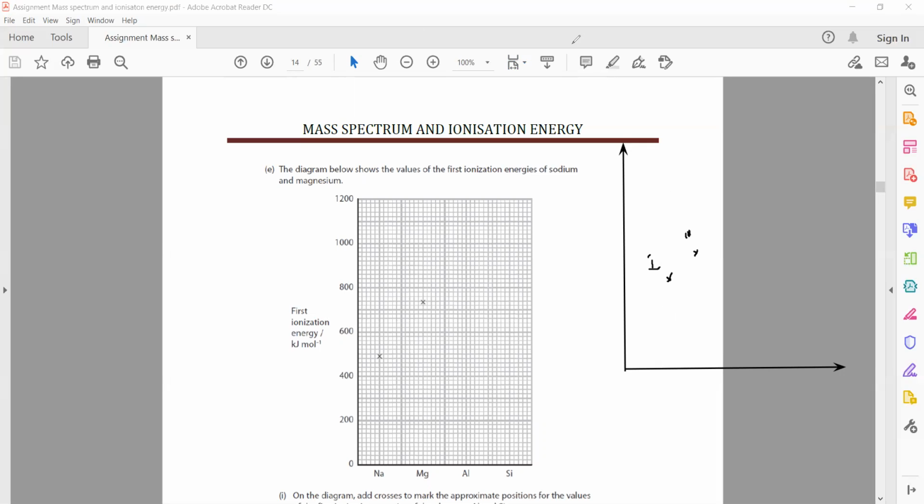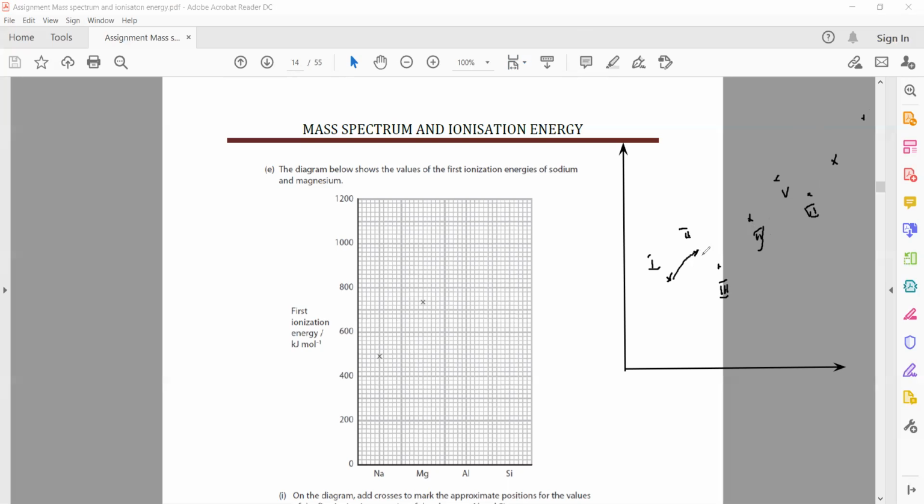Then for group 3, it decreases. Why does it decrease for group 3? Because of the shielding effect. Then group 4, it increases. Then group 5 and group 6. Group 6 should be higher, but what we observe is that it is not higher. It also decreases. Why for group 5 and 6? Because of the pairing of electrons in the p orbital. And then group 7 and group 8.